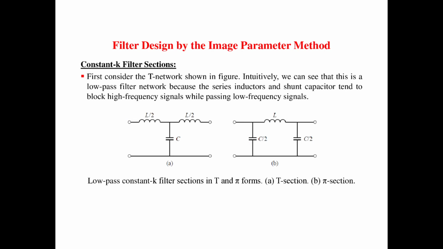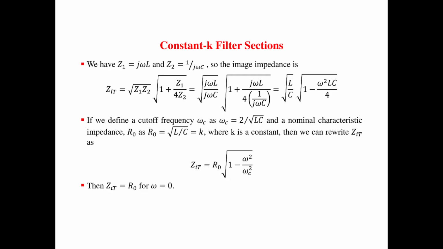Filter designed by the image parameter method: constant K filter. First, consider a T network shown in the figure. Let us see the low pass filter using a series inductor and shunt capacitor, which tends to block high frequency signals while passing the low frequencies. It is given in this diagram.